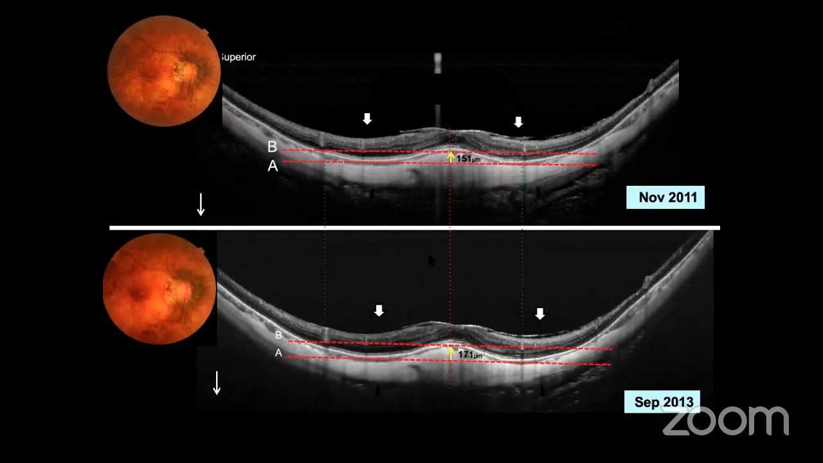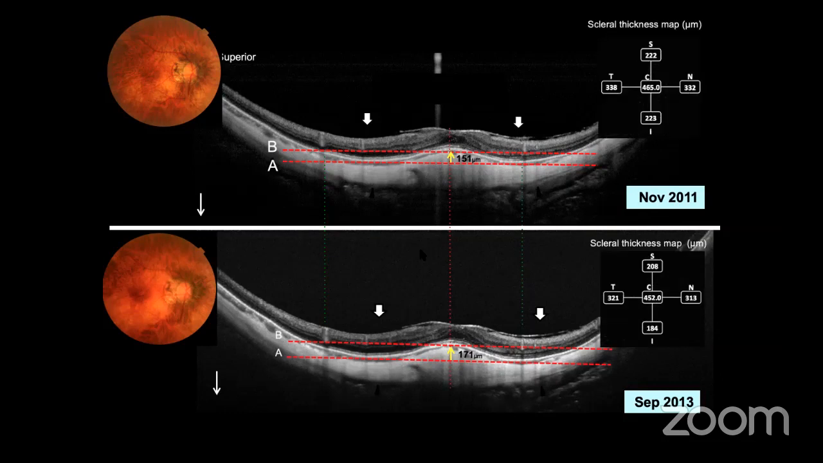So let's take another case. You can see in this case, the macular bulge was 151. Here the macular bulge was 171. And this is nearly over a 2-year period. You can see here the images are adjusted to exactly the same location, and you can easily do that by looking at the areas of the blood vessels, to make sure that you are measuring the same location. And we can see the bulge has increased by nearly 20 micron over 2 years.